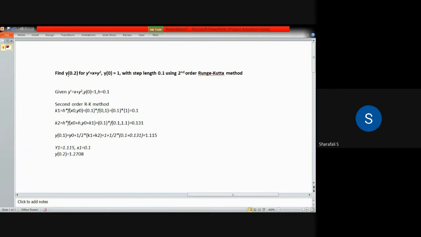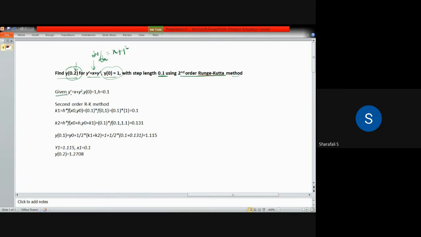So here we have the question: find y of 0.2 for the case of y dash equal to x plus y square. So this is the given differential equation, dy by dx equal to x plus y square. Okay, and we have to find out what the value of y is at 0.2. So the solution of this differential equation at 0.2, that we have to find out. And given the initial condition y of 0 is equal to 1 with step size or step length of 0.1, using the second order Runge-Kutta numerical method. So that we have to find out.